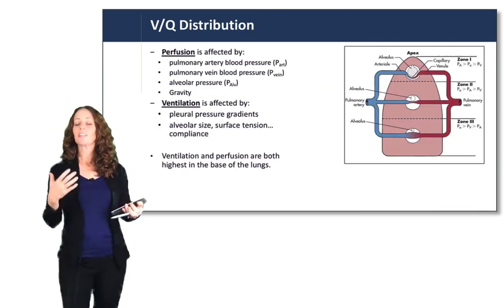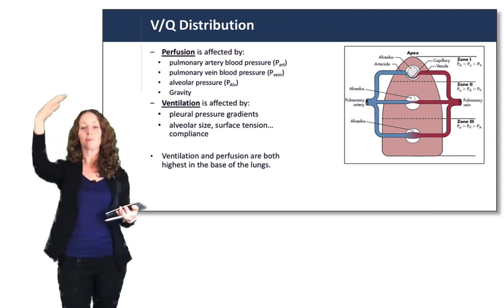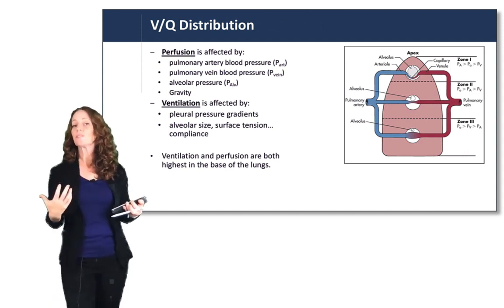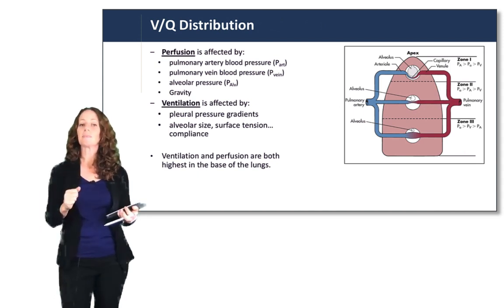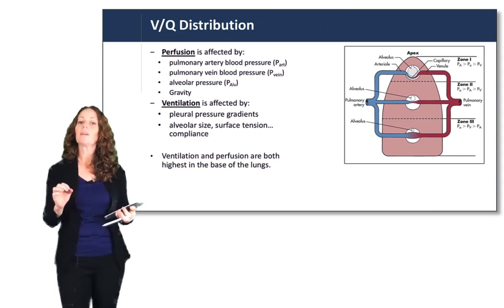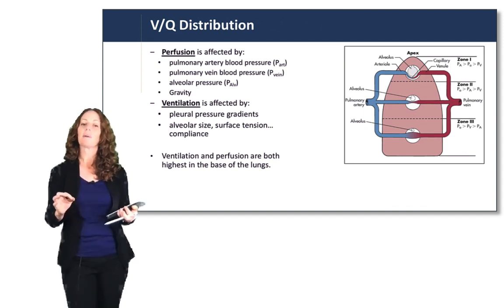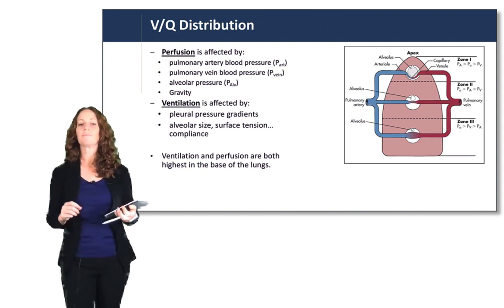Looking at the lungs, we actually have different zones of ventilation and perfusion that change as we move from the apex to the base of the lungs. This is because perfusion and ventilation are changed as we move from those different regions. So perfusion is affected by pulmonary artery blood pressure, pulmonary vein blood pressure, alveolar pressure, and gravity. Ventilation is affected by pleural pressure gradients, as well as compliance, alveolar size, and surface tension.